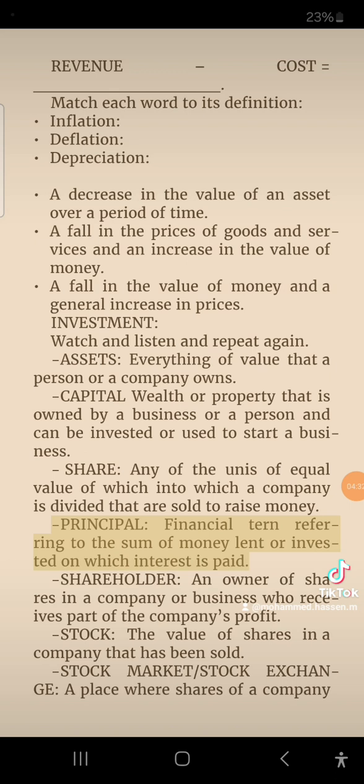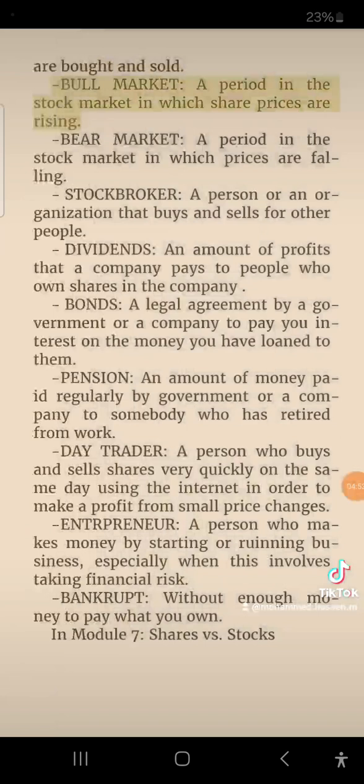Principal. Financial term referring to the sum of money lent or invested on which interest is paid. Shareholder. An owner of shares in a company or business who receives part of the company's profit. Stock. The value of shares in a company that has been sold. Stock market, stock exchange. A place where shares of a company are bought and sold. Bull market. A period in the stock market in which share prices are rising. Bear market. A period in the stock market in which prices are falling.